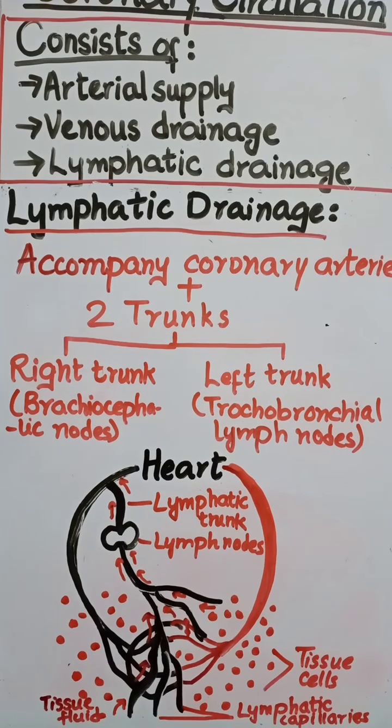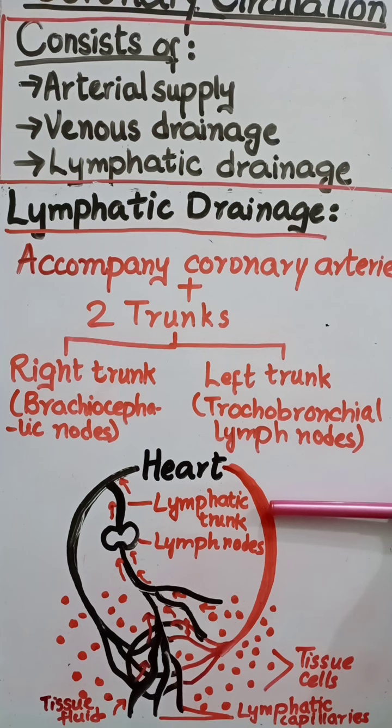Now I am going to discuss with you lymphatic drainage of the heart. Lymphatic drainage of the heart accompanies the coronary arteries and two trunks. The two trunks are the right and left trunk. In the diagram it is shown that there is a heart. From the heart, as you have seen, there is a lymphatic trunk.